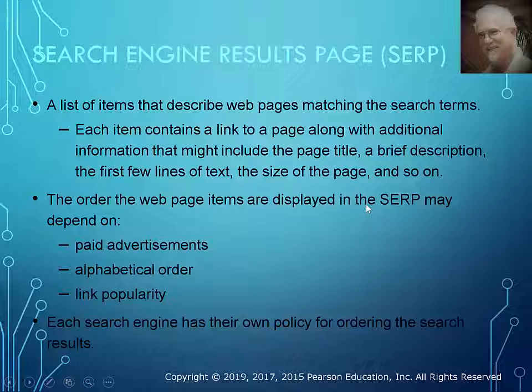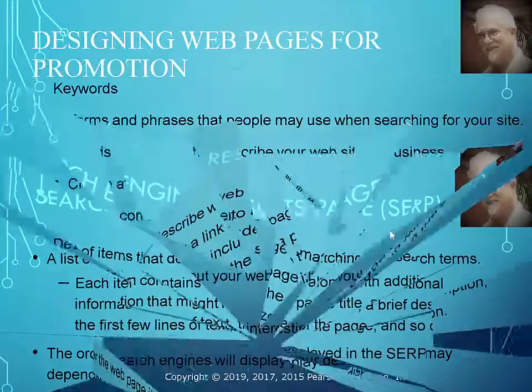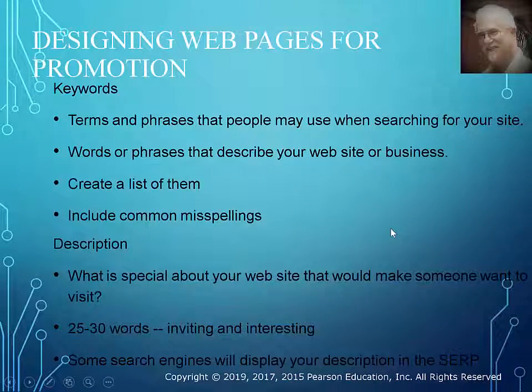It does things sometimes in alphabetical order. You'll see there are paid advertisements in there, right? Maybe they change the color. Maybe they have a little word that says ad. Maybe not. Try to fool you a little bit. So it looks for, again, terms and phrases that people use when searching the site.